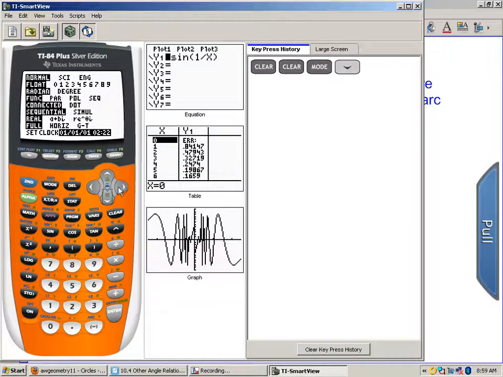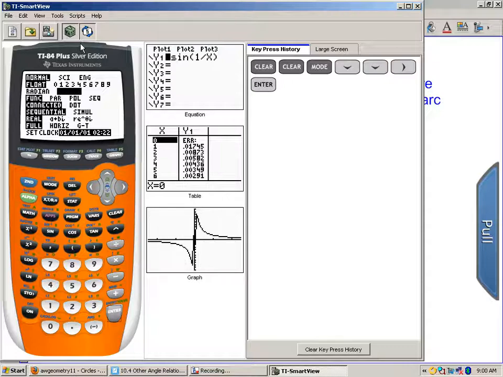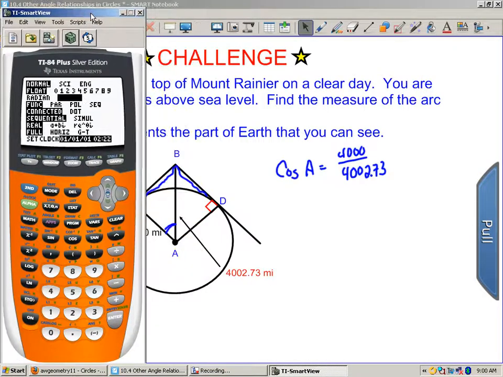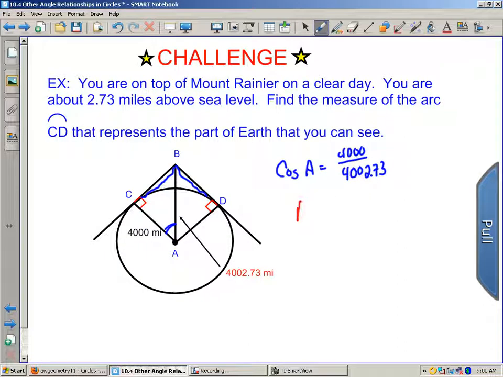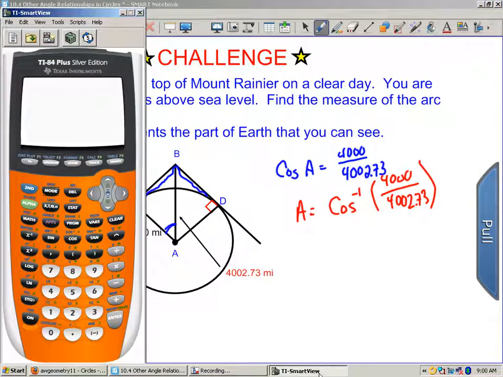And now I need to find angle A, which is half of the angle I need. So if I basically say A is equal to the inverse cosine of 4,000 divided by 4,002.73, that should give me half of this central angle, which I can then double to get the whole thing. So that's what I'm going to do. Inverse cosine of 4,000, the adjacent, divided by the hypotenuse.